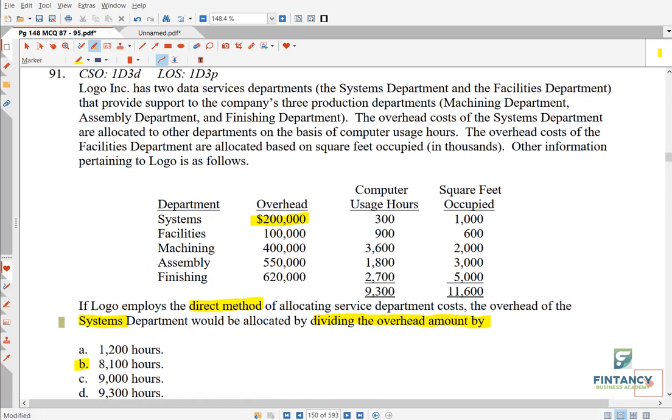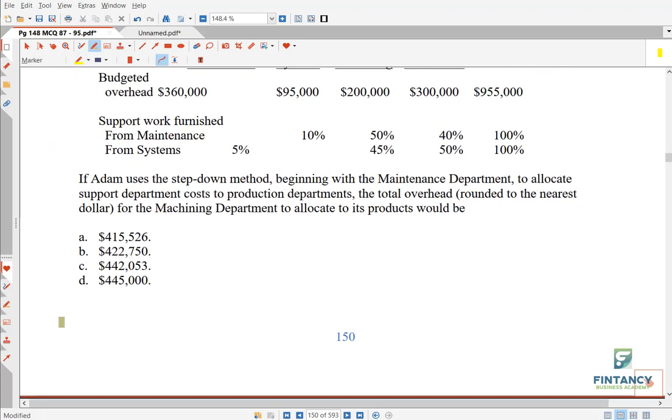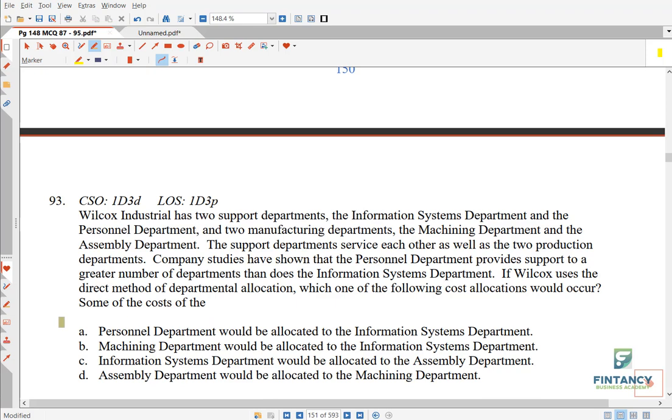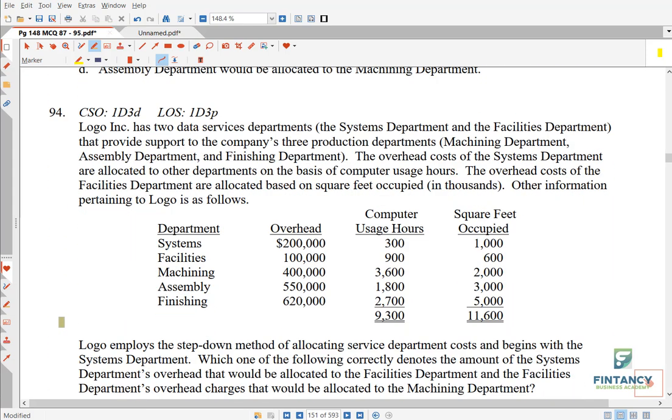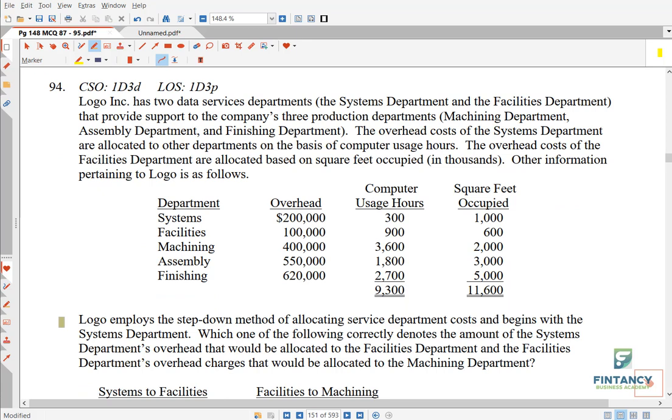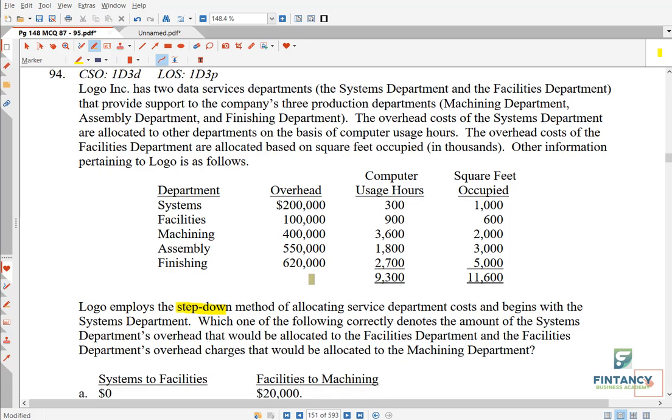So this question is Logo. Let's see if we have another Logo. Yeah, we have Logo. Let's do this one. The question is the same. Let's see what the requirement is. They are using now which method? Step down. And they begin with which department?